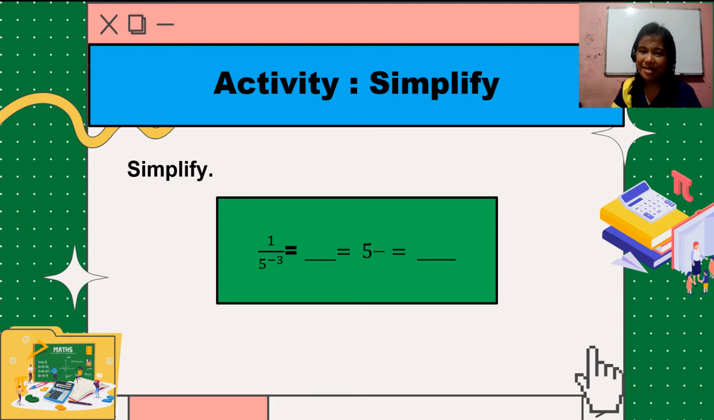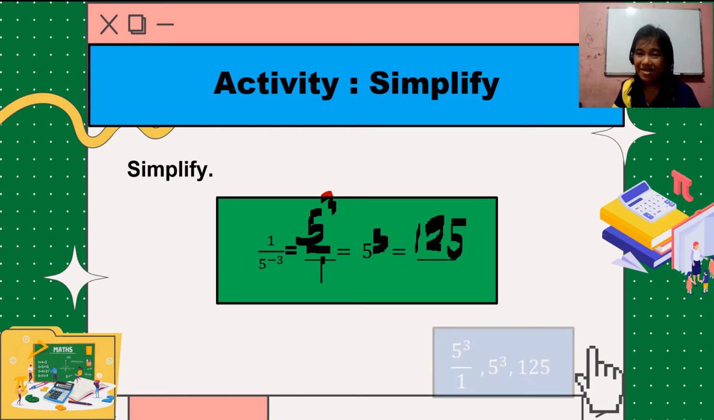Isa pa. Observe lang. So, eto, 1 over 5 raised to negative 3. So, of course, baliktad din lang naman, di ba? Kagaya kanina. So, 5. Pero yung exponent is nagiging positive pagkabaliktad mo sa given. So, 5 cube and then over 1. 5 cube na lang kasi 1 na lang naman yan. And then 5 cube is 5 times 5, 25. 25 times 5 is 125. Okay? Na-observe nyo ba kung anong nangyari sa mga negative exponent?